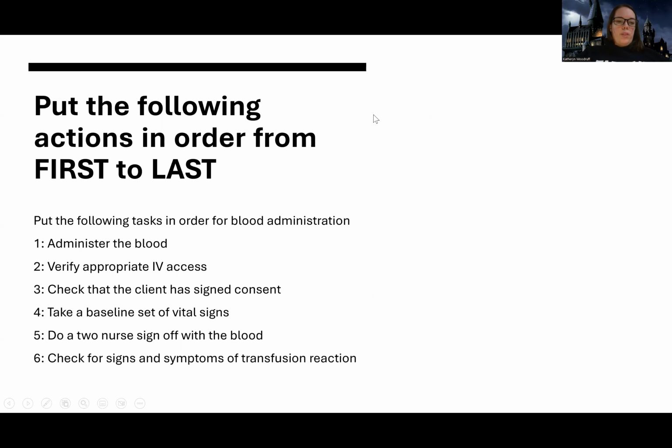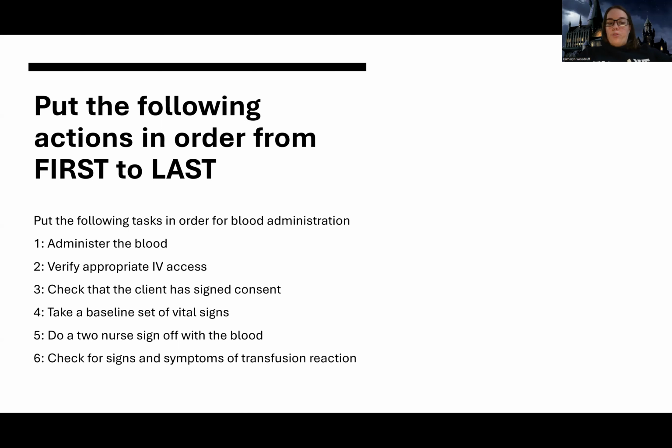All right, it says put the following actions in order from first to last. So we're doing blood administration, and we have to think about what we want to do first. The first thing I want to do is check that they have signed consent. I want to first make sure that we even want to do this in the first place. So the first checkbox is, do they have signed consent? That'd be number 3 first.